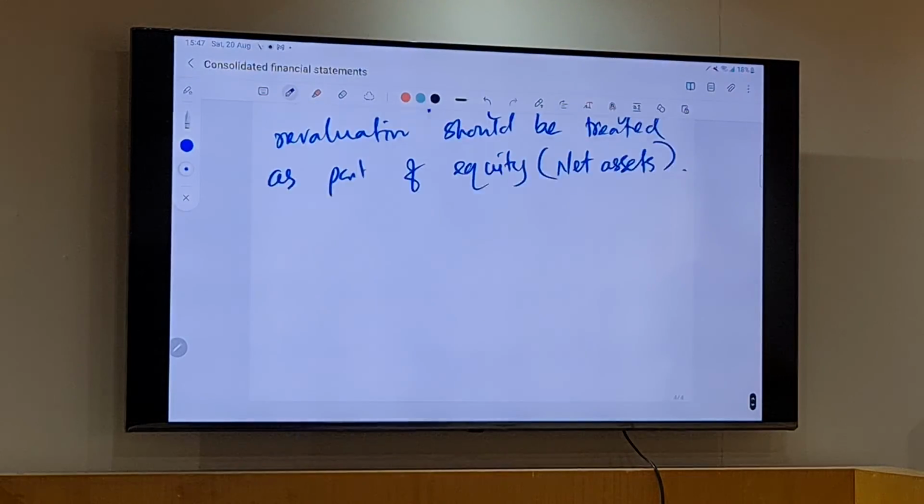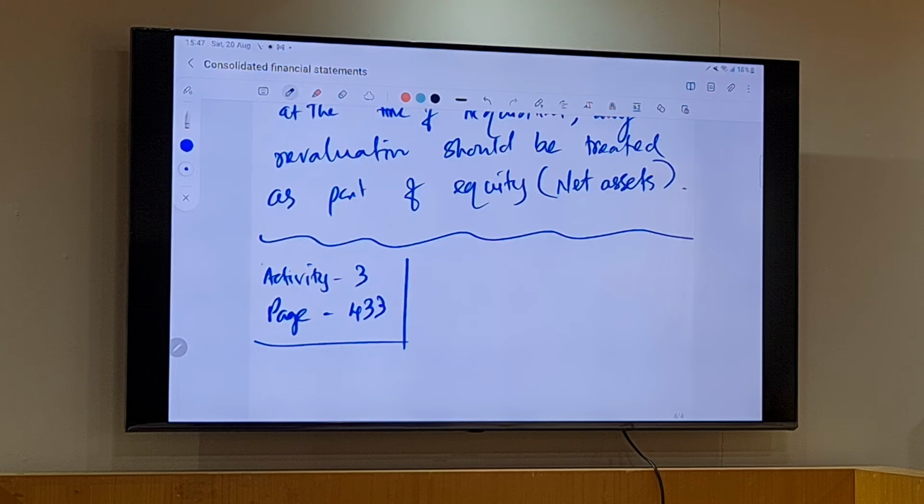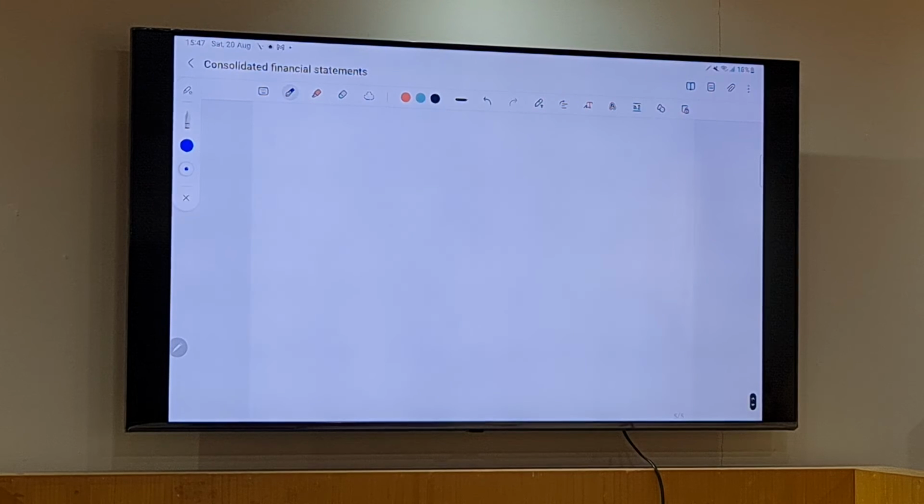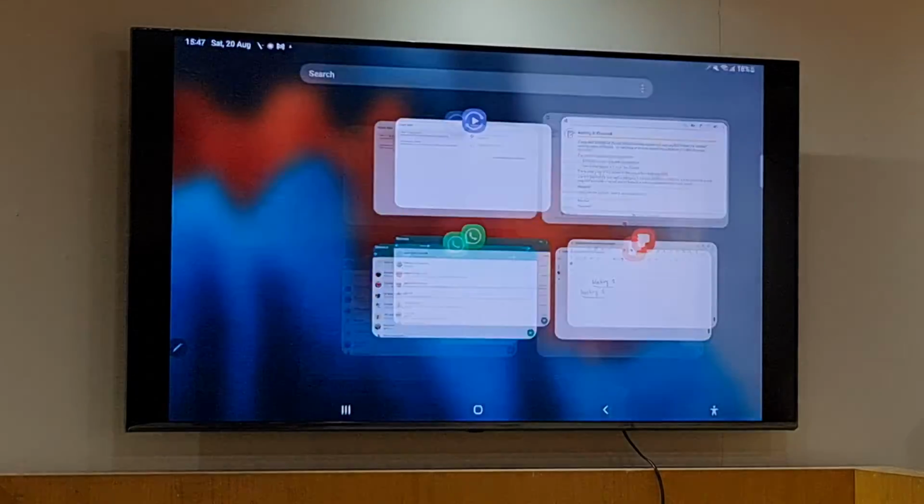Activity number 3, page number 430. Working 1. What company is that? X and Y.